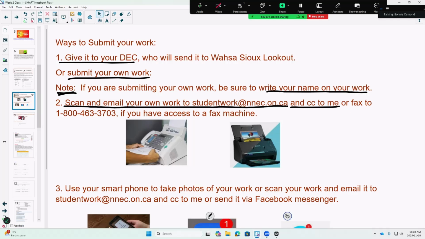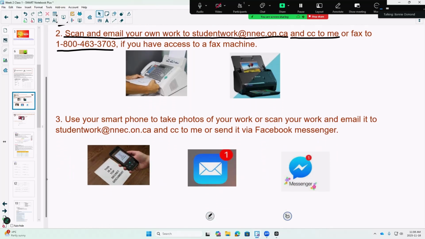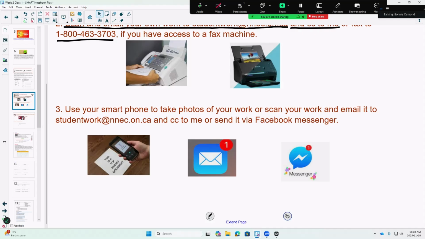Or if you have access to a fax machine, you can fax it to our toll-free fax number. Okay, if that doesn't work for you, if you don't have a scanner or a fax machine, then you can use your smartphone. With your smartphone, you can take photos of your work, or you can scan your work using the built-in scanner, and then you can email it to that same student work email address and CC it to me, or you can send your work using Facebook Messenger.